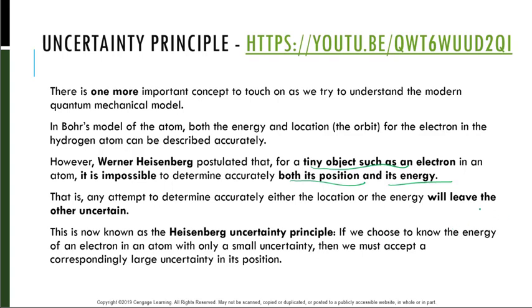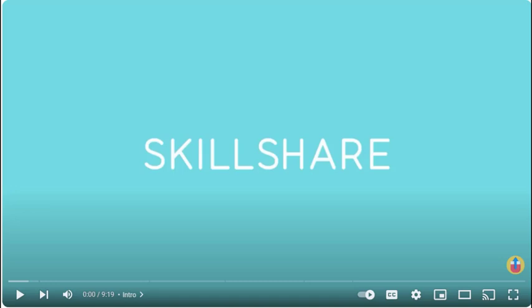If we choose to know the energy of an electron in an atom with only a small uncertainty, then we must accept a corresponding large uncertainty in its position. Let's look at this. This video from YouTube shows the Heisenberg uncertainty principle explained intuitively.